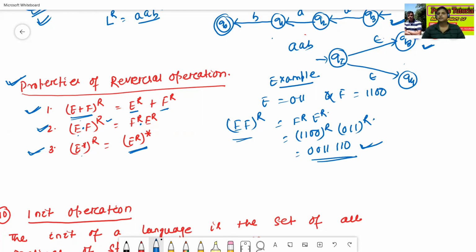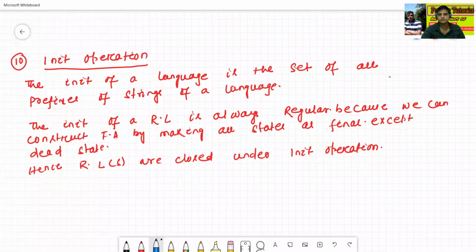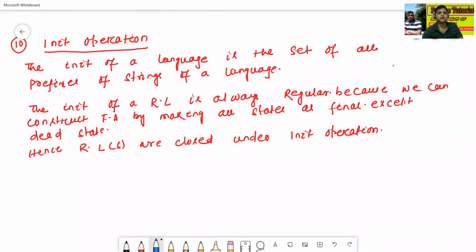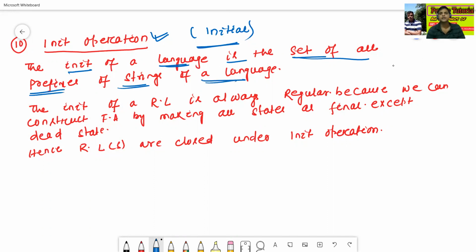Now we'll see the next operation, called the init operation. Init means initial. We can also call it initial operation. What is the meaning of init operation? The init of a language is the set of all prefixes of strings of a language.